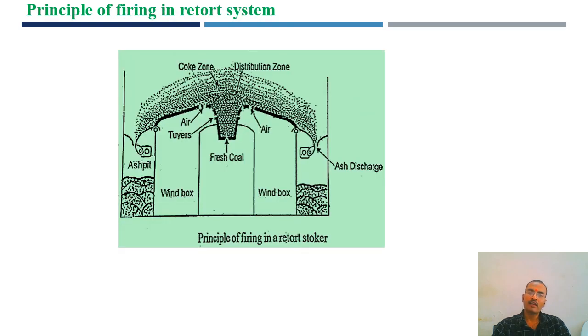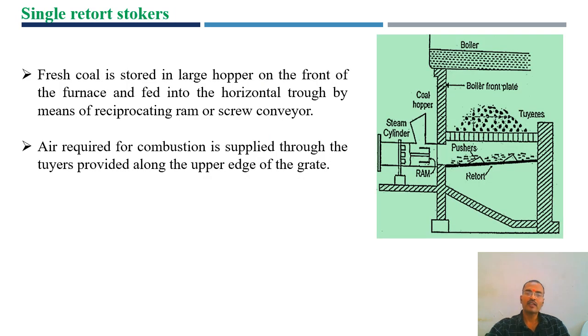Principle of firing in the retort system and the underfeed stoker system: the coal has to be fed from the bottom and it has to be pushed. We have the retort system to push the coal from the bottom of the grate. This is a single retort stoker. There is a coal hopper which can be filled by coal, and this is the ram. When the coal is fed into the hopper at the front of the furnace and horizontal trough by means of a reciprocating ram or screw driver, this coal is pushed up.